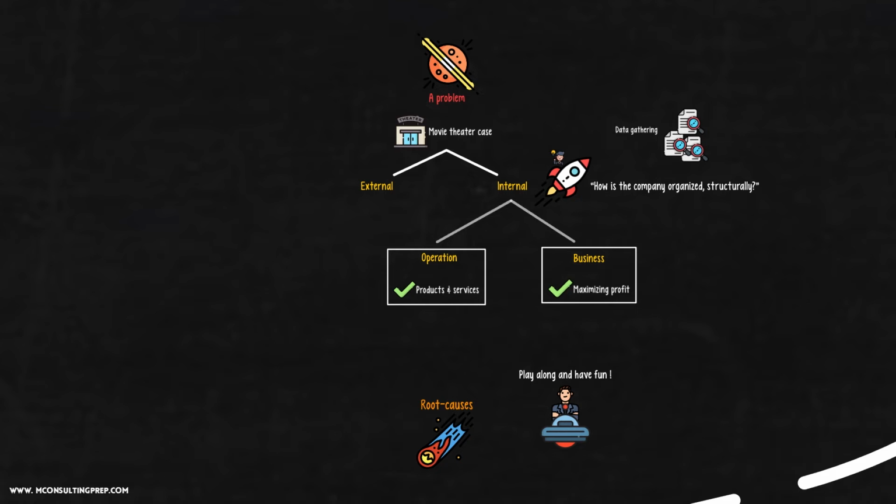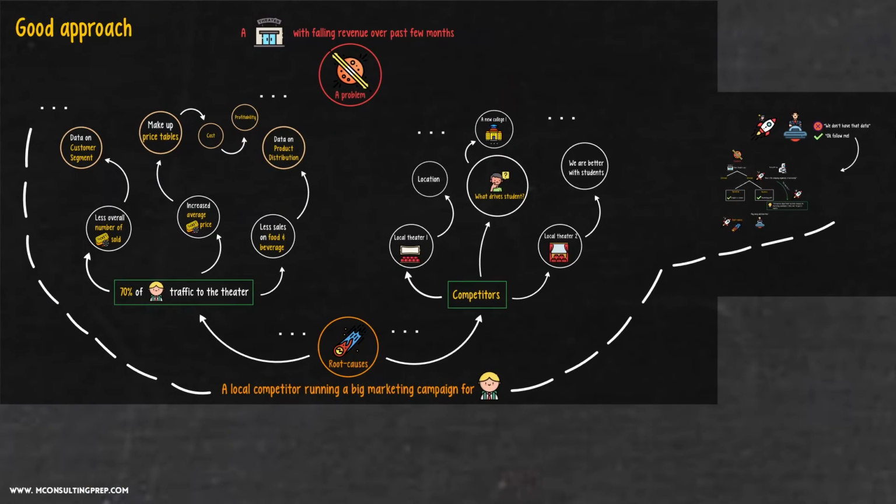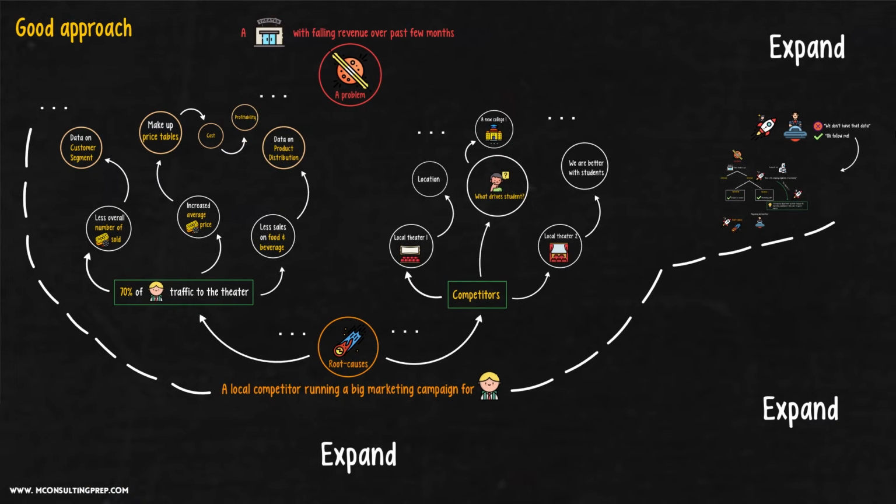Then drop a hint on marketing. The business department has been changing the marketing coordinator 3 times over the past 2 months. A good interviewee would catch that hint right away and dive right into the marketing area. And a couple more steps from there, the root cause will show itself. That's how a good interviewer conducts the case. Don't shut the interviewee down just because he or she uses a different issue tree or goes outside of the defined zone.